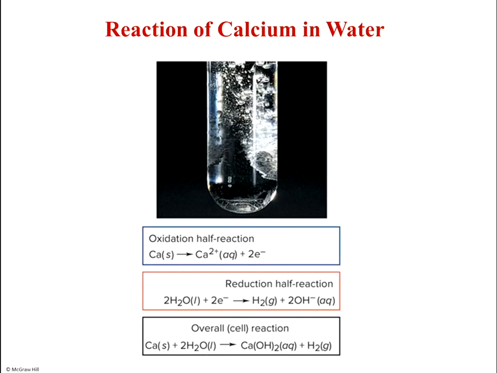Calcium is another metal that can displace hydrogen from water. Calcium gets oxidized by releasing 2 electrons. Water can take those 2 electrons and produce hydrogen gas and 2 hydroxides. Therefore, overall, if we throw calcium into water, we will produce calcium hydroxide and hydrogen gas.